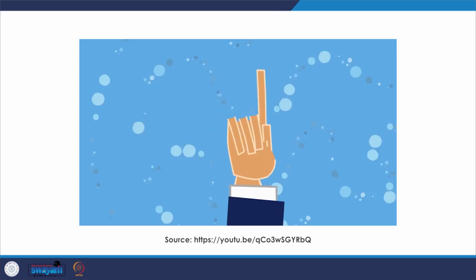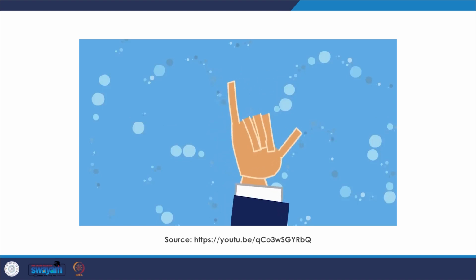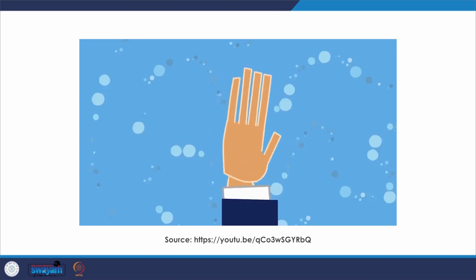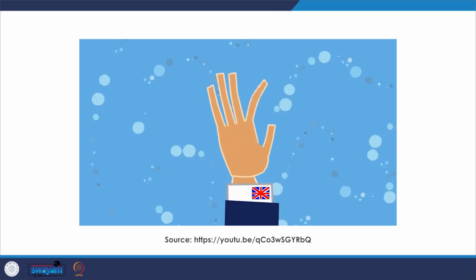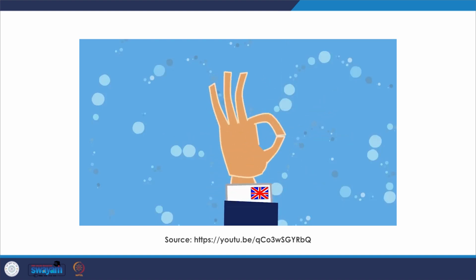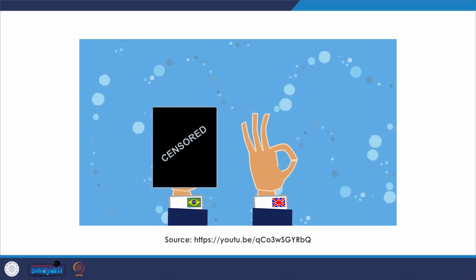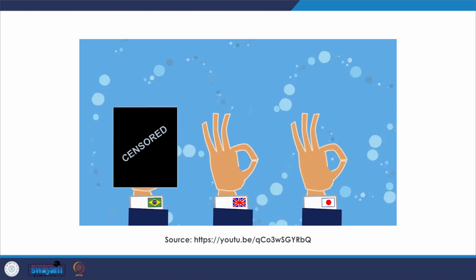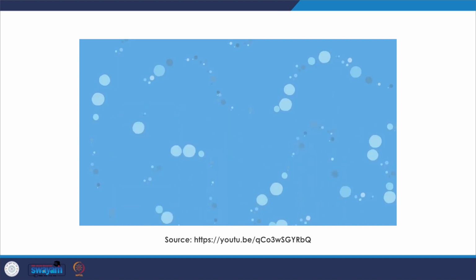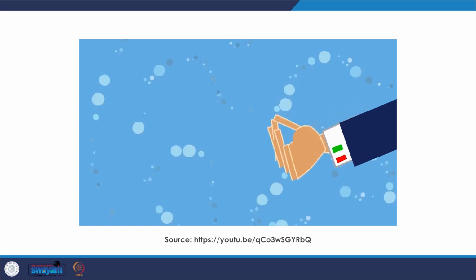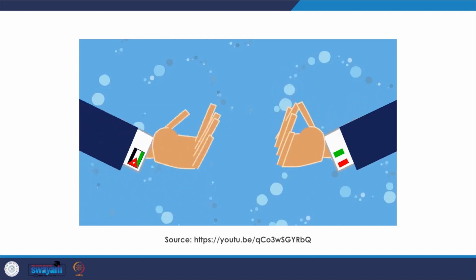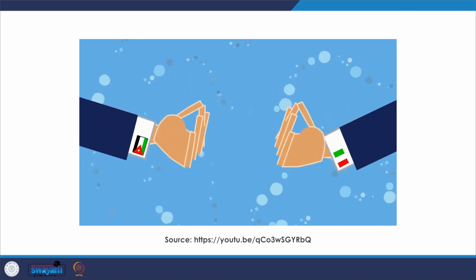It's well known that some gestures mean different things in different parts of the world. In some places, such as Britain, this means everything's okay, while in Brazil and other places, it's considered obscene. And in still other places, such as Japan, it means money. In Italy, they might make this sign to emphasize a point, while in Jordan, it can mean wait a second.